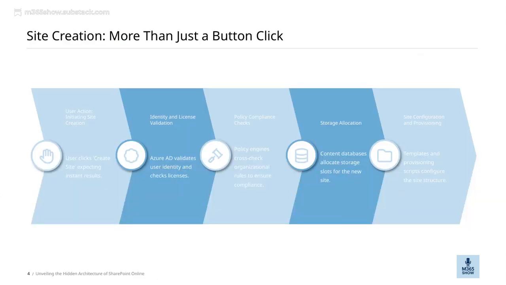When you click the button to create a new site, it might seem like a simple action, but there's actually a lot happening behind the scenes. First, templates and provisioning scripts come into play, helping to set up the site structure according to predefined standards. These tools ensure that every site is consistent and properly configured from the start. Next, content databases are allocated to provide storage space for all the content you'll add. Think of this as assigning a specific storage slot for your new site.